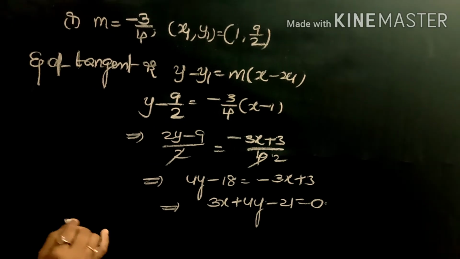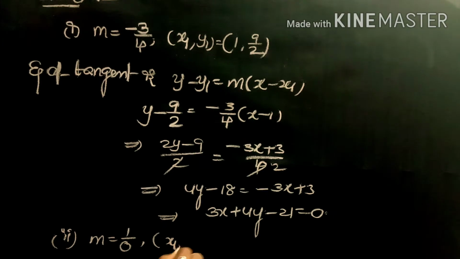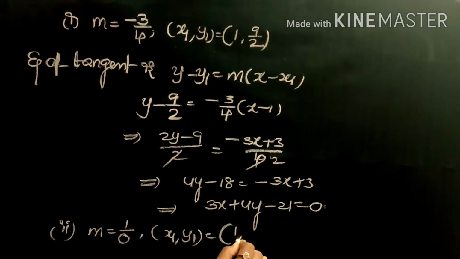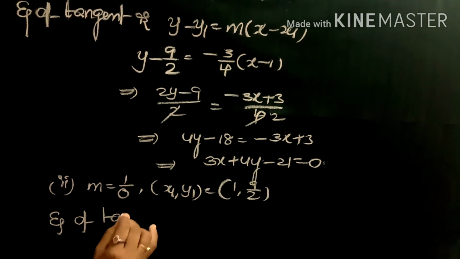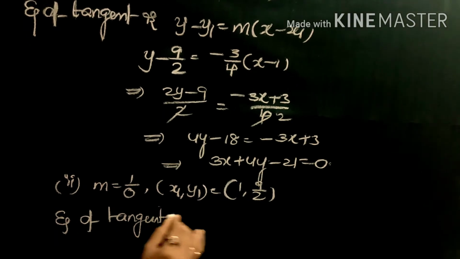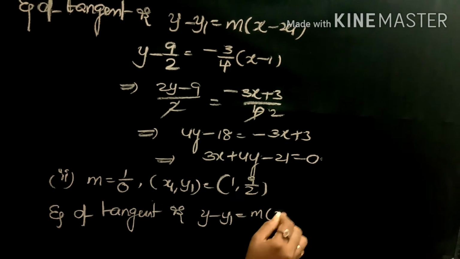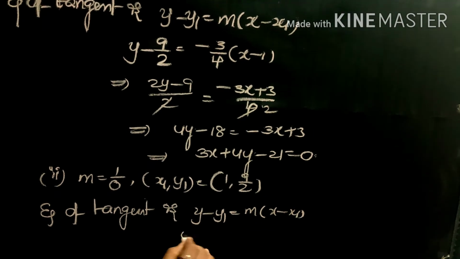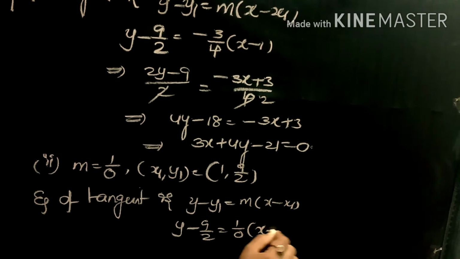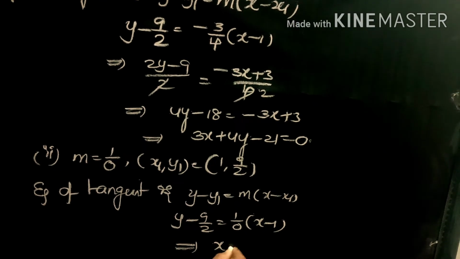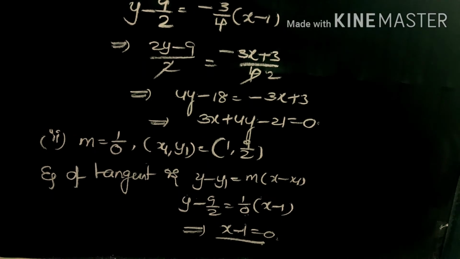And in the second case, we are taking the value of m as 1 by 0 and (x1, y1) is equal to (1, 9 by 2). Now the equation of tangent is y minus y1 is equal to m into x minus x1, that is y minus 9 by 2 is equal to 1 by 0 into x minus 1. Taking the cross product, x minus 1 equals 0. 0 into this value becomes 0. x minus 1 equals 0.